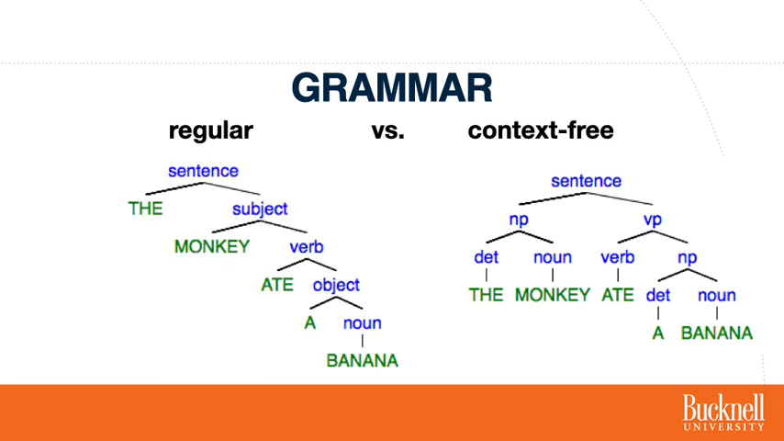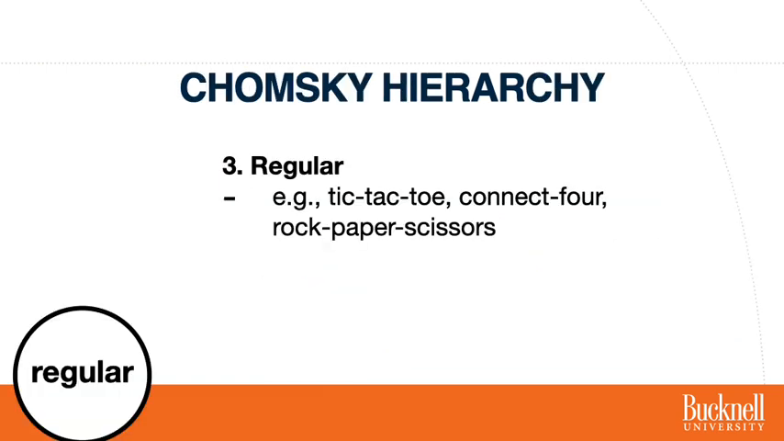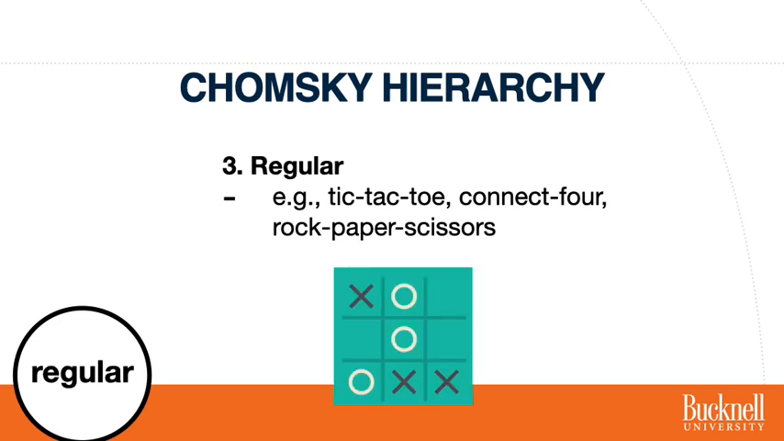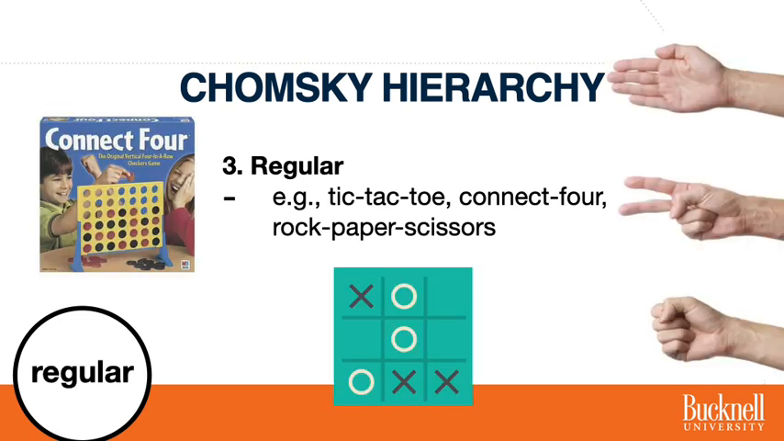Grammars can be classified by their complexity. Noam Chomsky proposed a hierarchy defining grammars from most simple to most complex. The most simple grammar is the regular grammar. Regular grammars have the expressive power to describe simple games such as tic-tac-toe, connect four, and rock, paper, scissors.